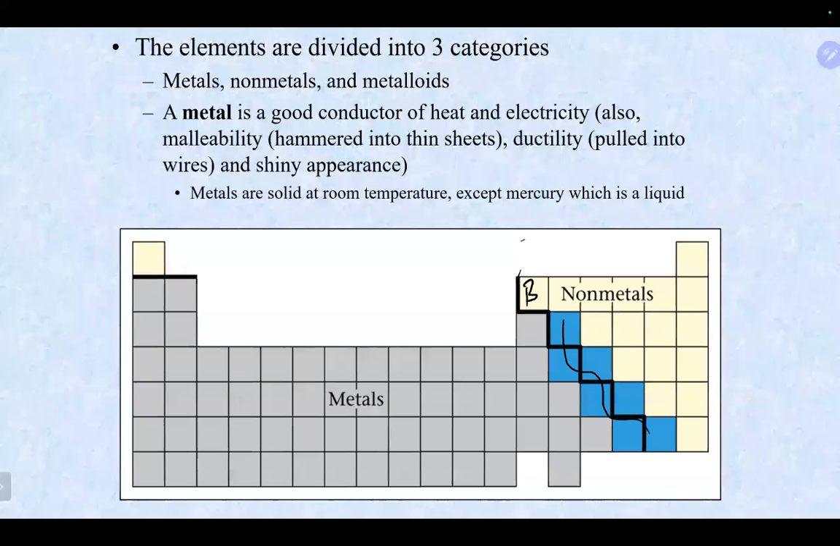Metals are good conductors of heat and electricity. They can be hammered into sheets, pulled into wires. Most metals have a shiny appearance. For the most part, most metals are solids at room temperature, except for our friend mercury there, which is Hg, which is why mercury on a lot of periodic tables is a different color. It's kind of blue on a lot of periodic tables. It actually is a liquid.